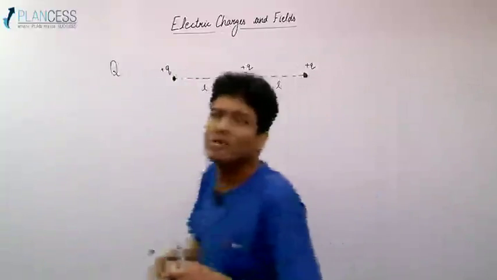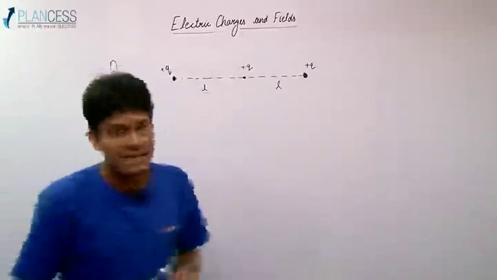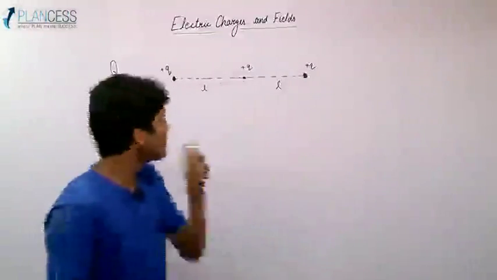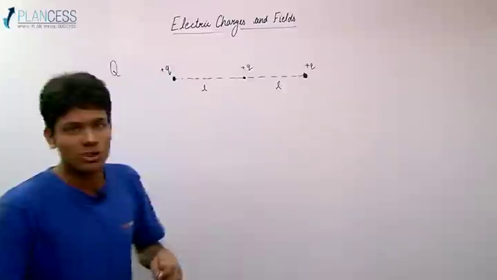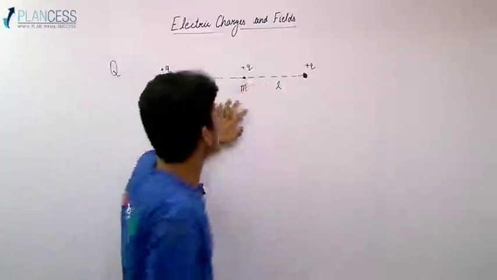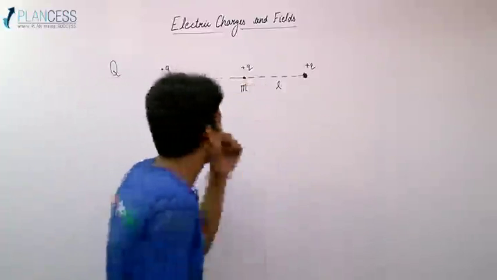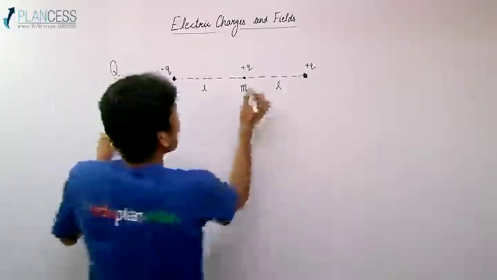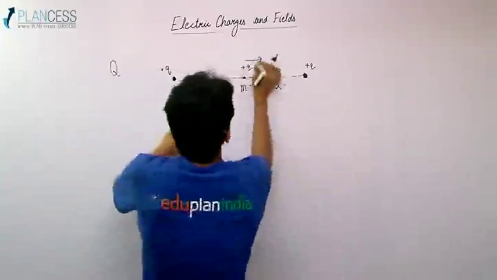First, let me show that the motion of this plus q charge along the x-axis is a SHM. So let us see that the motion of the charge in the middle is actually a SHM. Let's say its mass is m. So for checking that the motion of this plus q charge along the x-axis would be a SHM, let's shift this by a distance, let's say x, on this side.